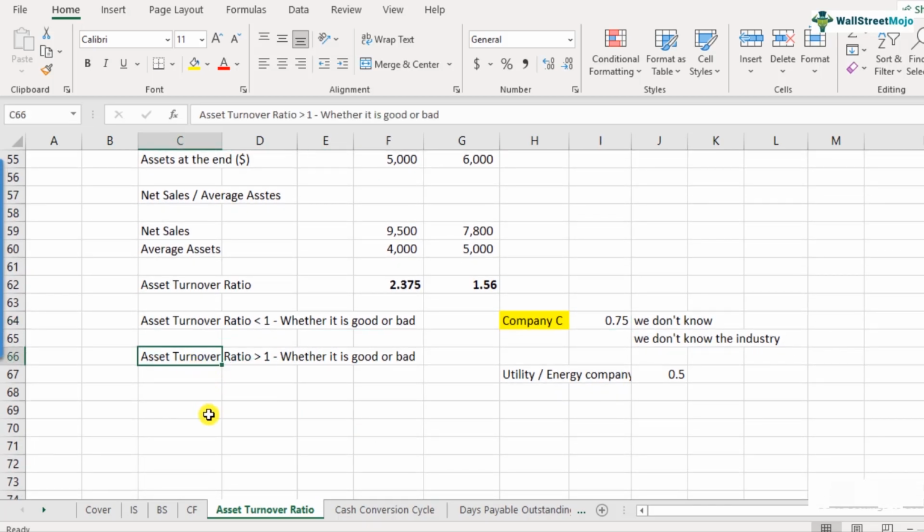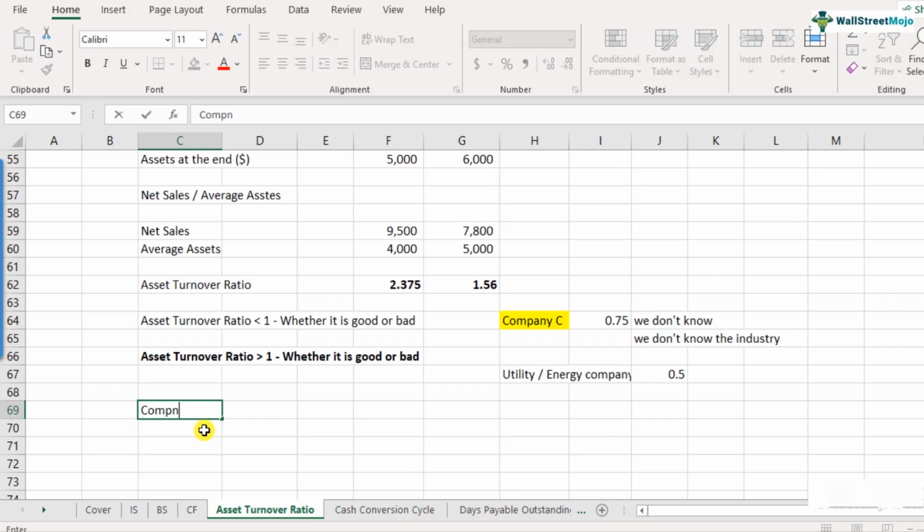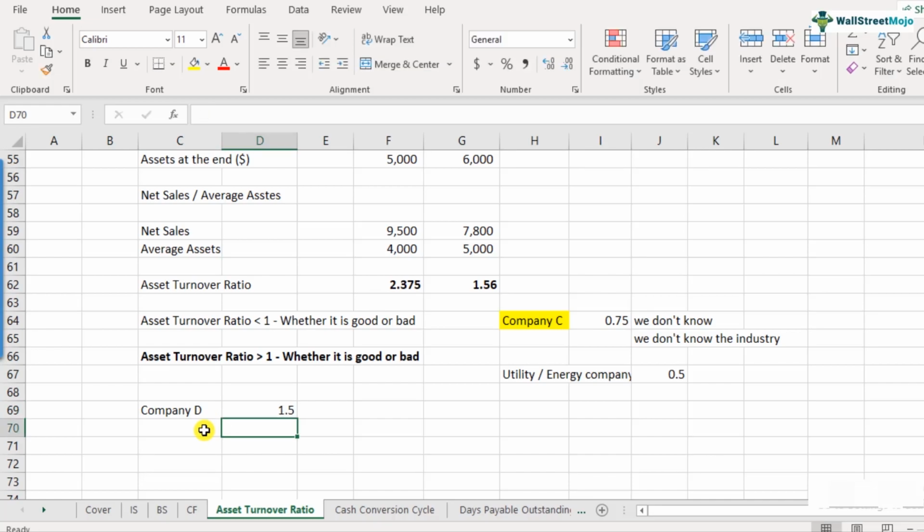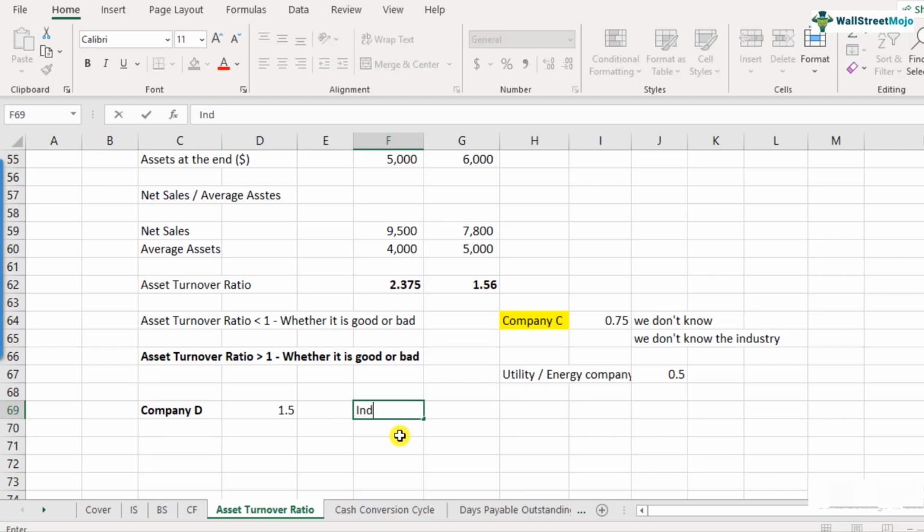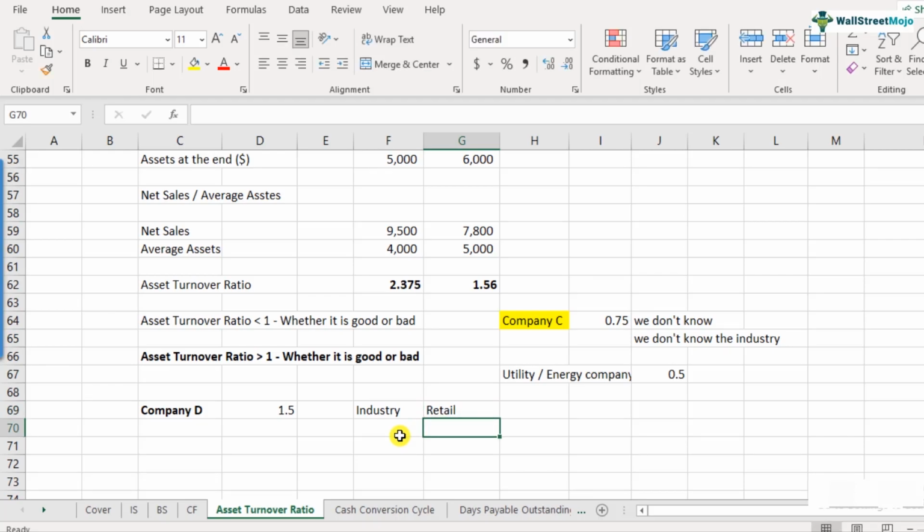Likewise, if the asset turnover ratio is greater than 1, again we cannot conclude whether it is good or bad. We have to again look at the industry. Let's say there is a company D whose asset turnover ratio is 1.5. Is it good or bad? Again, the same logic applies. We don't know. Let's say I give you an industry, retail. Is company D doing well or not?